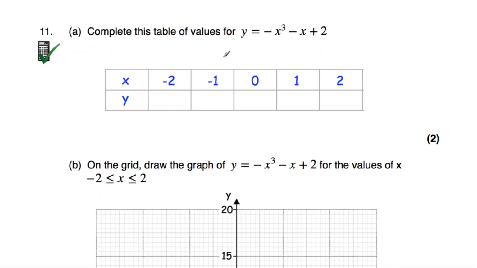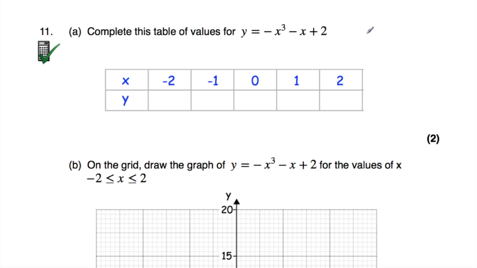So question number 11, we've been asked to complete this table of values for y equals minus x cubed minus x plus 2. Okay, so we've got our xy table here going from negative 2 to 2 for the x coordinates. Now let's find the y coordinates. To find the y coordinates, we're going to cube the x coordinates. We're going to times that by negative 1 or change the sign of that. We're then going to take away the x coordinate and then we're going to add 2.